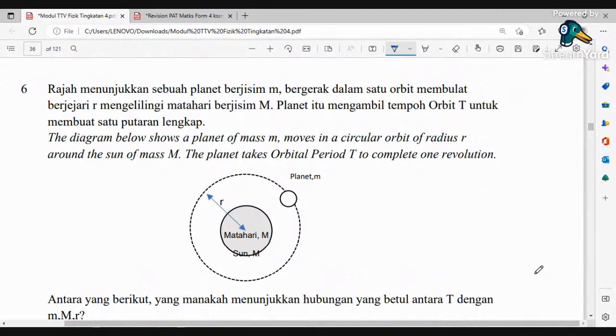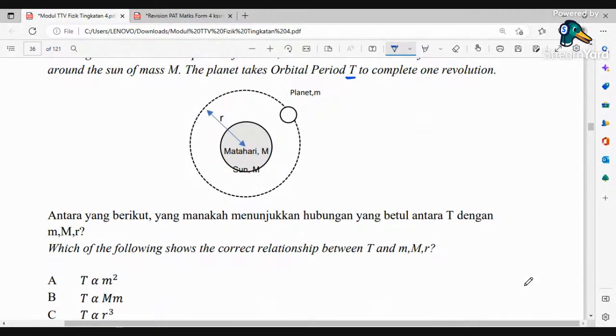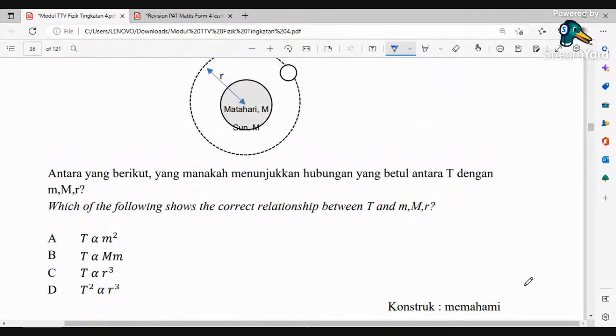Number 6. The diagram below shows a planet of mass m moving in a circular orbit of radius r around the Sun of mass M. The planet takes orbital period T to complete one revolution, one complete orbit. Which of the following shows the correct relationship between T, M, and r? So you have this relationship: 4 pi squared r cubed divided by GM.